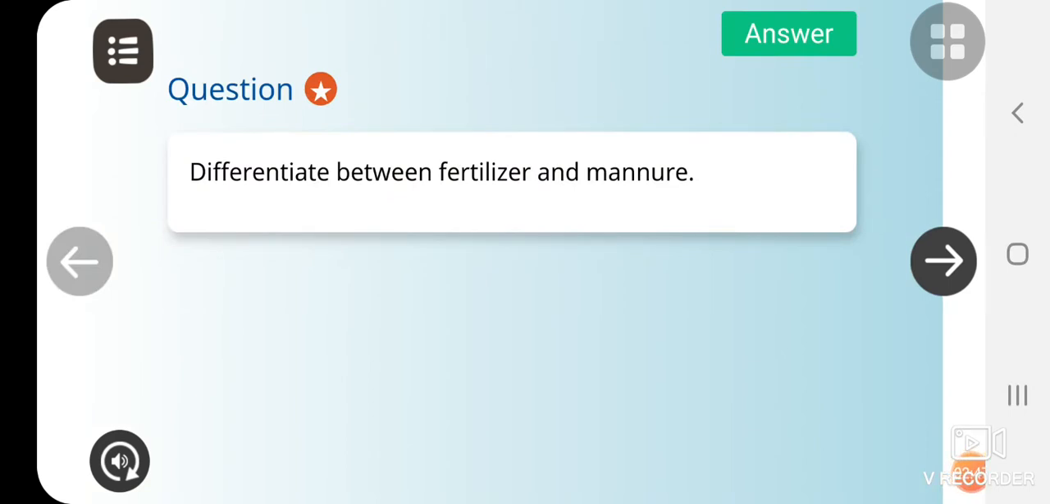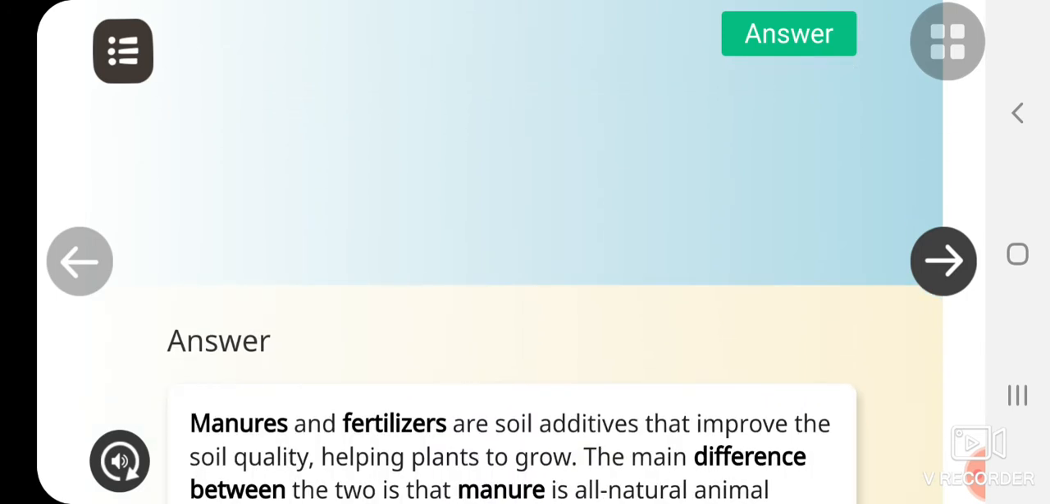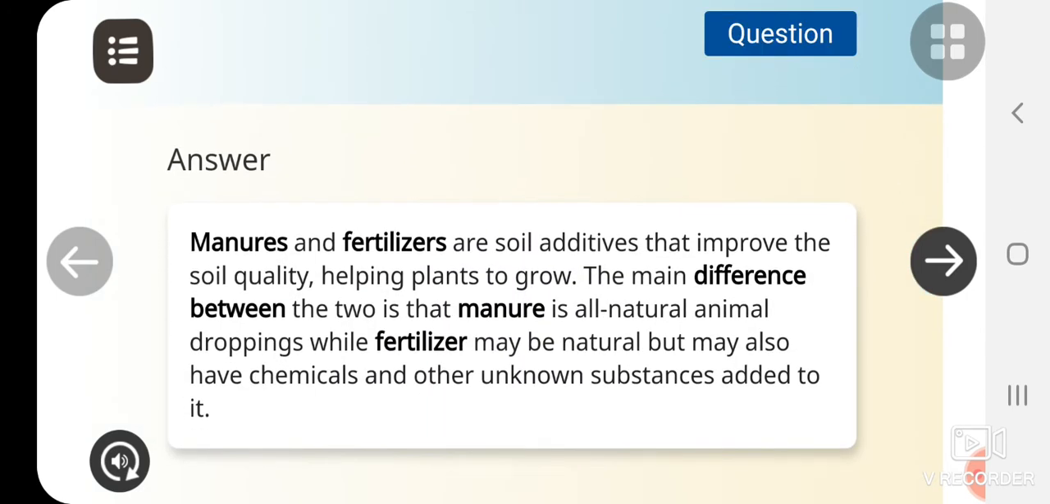Our next question is differentiate between fertilizer and manure. Manures and fertilizers are soil additives, means they are added to the soil that improve the soil quality, helping plants to grow. The main difference between the two is that manure is all natural animal droppings, while fertilizer may be natural but may also have chemicals and other unknown substances added to it.